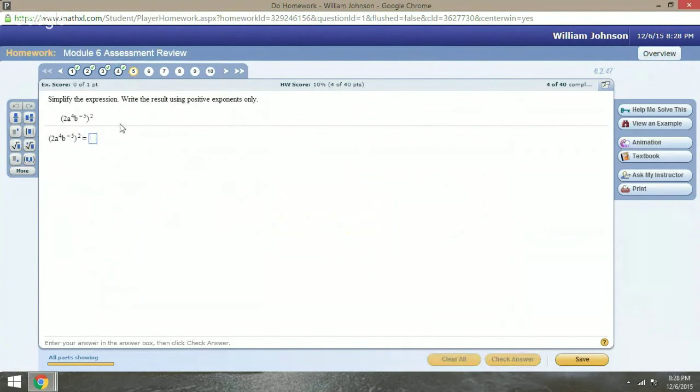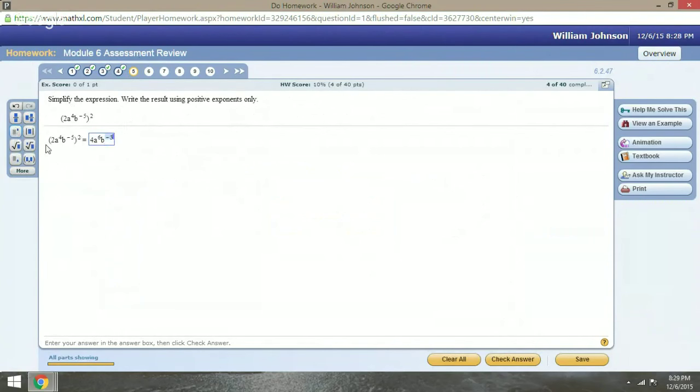Okay, so this one is just like the other exponent question I did. So for this one, it's going to be 4ab to the 6th, 4a to the 6th, a to the 6th, and then b to the minus 3.